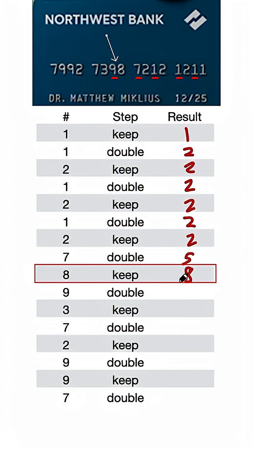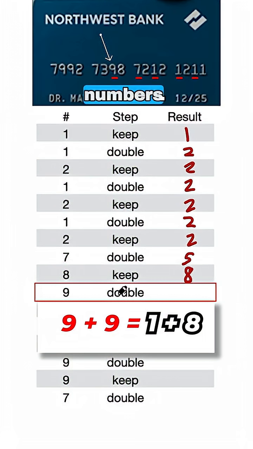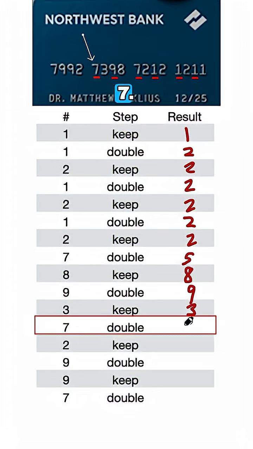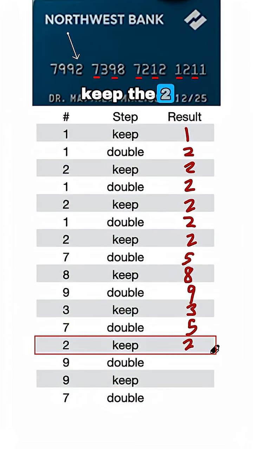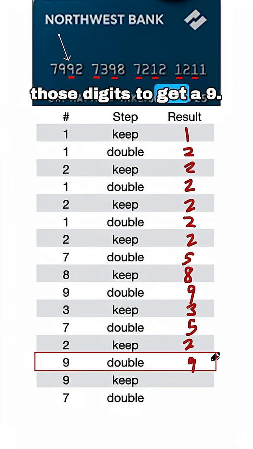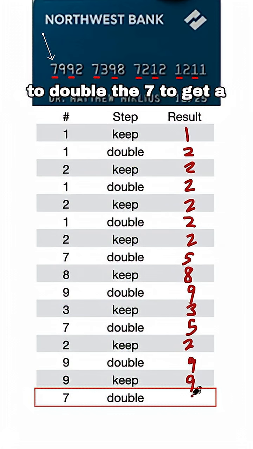Then we'll keep the 8 and we'll double the 9. When you double the 9, that's 18. We don't use 2-digit numbers. We'll add the 1 and the 8 to use a 9 in our calculation. And then we'll keep the 3 and we'll double the 7. Double the 7, you get 14, so we're going to use 5 again. Then we're going to keep the 2 and double the 9, and when we get a 2-digit number, we have to sum those digits to get a 9. Then we're going to keep the next 9, and lastly, we're going to double the 7 to get a 5.